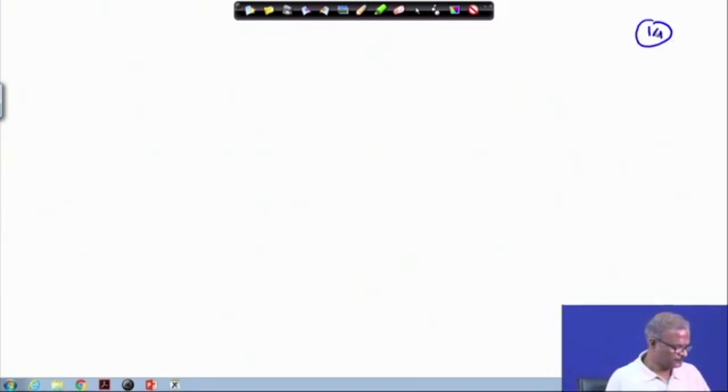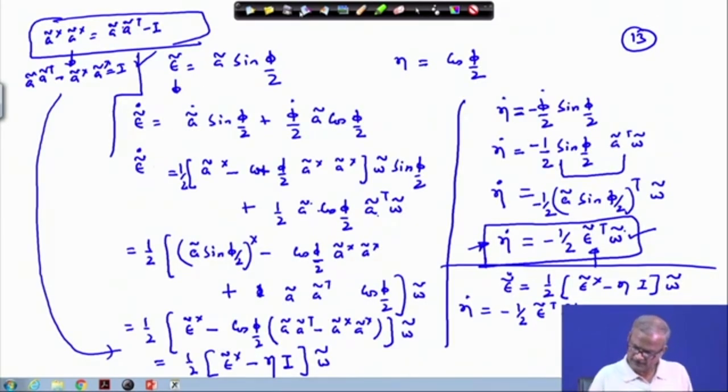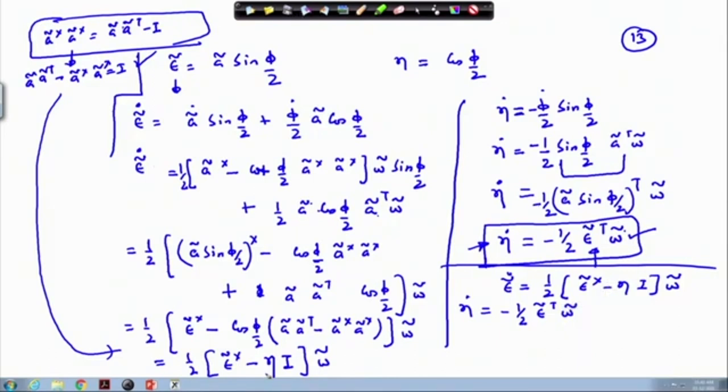So, we have proved almost the required things. Now, once we are given this epsilon tilde dot equal to 1 by 2, we go back here. Here, this should turn out to be plus. So, we have to just look for this plus A tilde cross A tilde. E cross C equal to A tilde minus I. Okay, so this quantity, if we write it like this, this equal to A transpose minus A transpose A cross, this equal to I.